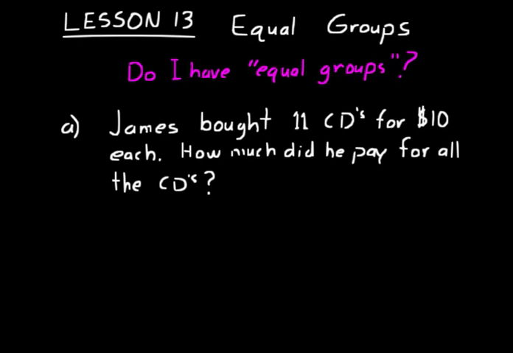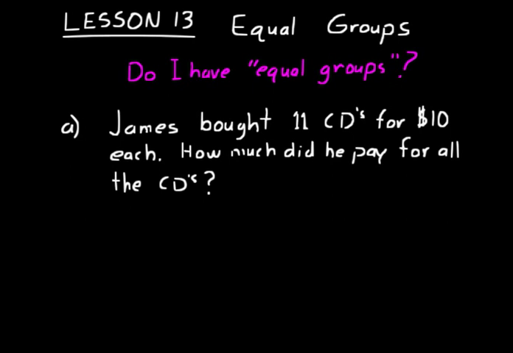James bought 11 CDs for $10 each. How much did he pay for all the CDs? Ask yourself, do I have equal groups in this problem? Yes, you do, because each CD is the same amount. They're all equal in price.